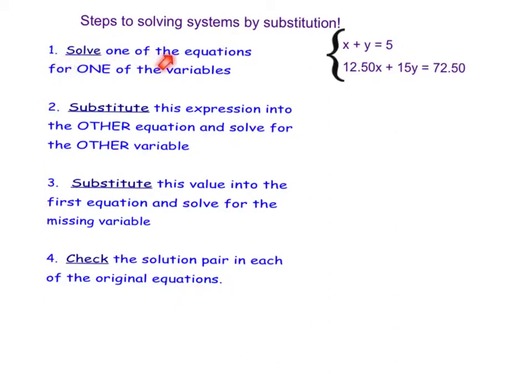Alright, so the first step is to solve one of the equations for one of the variables. This is a really important part of the process because if you make a wrong move here, if you make an unwise choice on which variable you're going to solve for and which equation you're going to use, you're going to make your life way difficult.